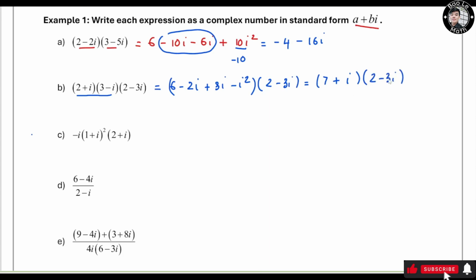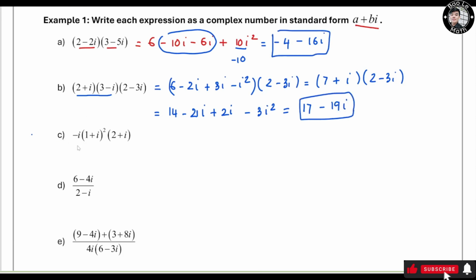We distribute this one more time, right? So it's going to be 14 minus 21i plus 2i minus 3i squared, right? Now we're going to simplify this. i squared equals negative 1, so this turns out to be 3. 3 plus 14 is going to be 17, right? And this turns out to be negative 19i, right?